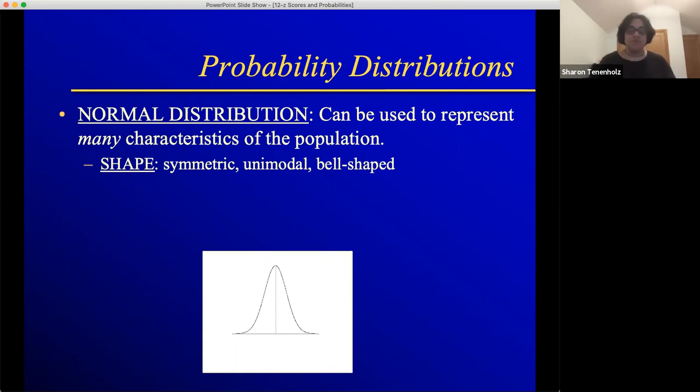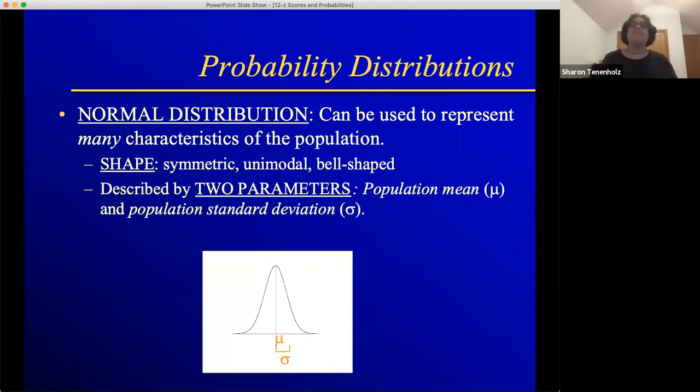With a normal distribution, we know everything we need to know about where scores fall if we have just two parameters. All we need to know about a normal distribution to know how the scores in general fall is the population mean and the population standard deviation. Those two parameters capture everything we need to know about the normal distribution.